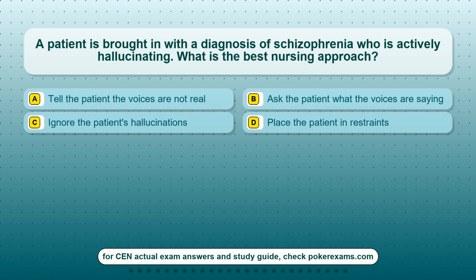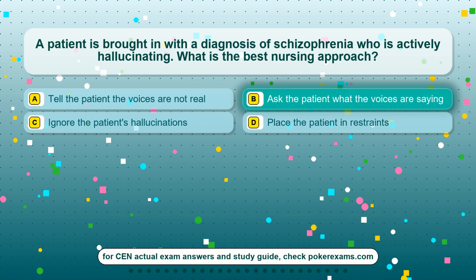Question 25. A patient is brought in with a diagnosis of schizophrenia who is actively hallucinating. What is the best nursing approach? Option A, tell the patient the voices are not real. Option B, ask the patient what the voices are saying. Option C, ignore the patient's hallucinations. Option D, place the patient in restraints.